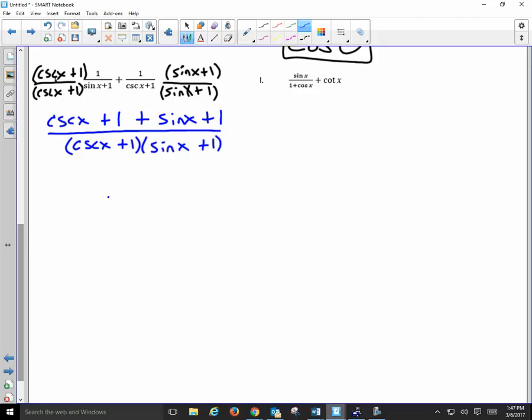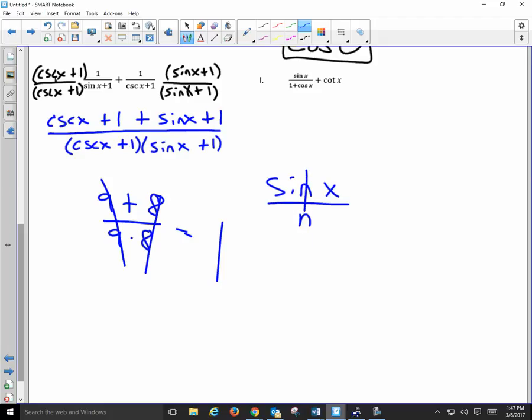So like if you had 9 plus 8 over 9 times 8, you could just go, all right, we're done. Or if you had sine of x and you're dividing by n, you could just cross the n's off and you're left with 6. That's the kind of math we're going to do. That's what we want to do. Okay, all right.